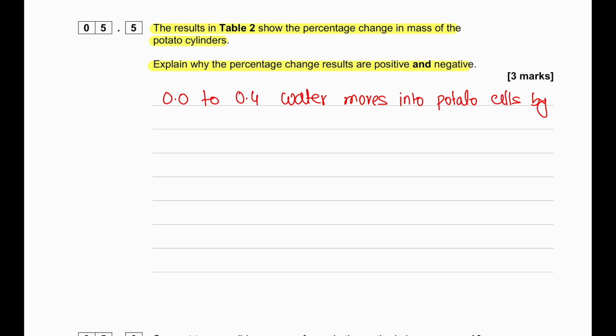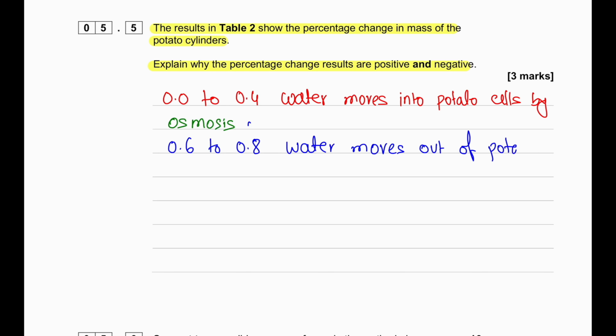Guys, when the question asks for an explanation of the percentage change in results, this should be the particular explanation. So for every step, you will say from 0.0 to 0.4, water moves into the potato cells by osmosis. Then for the next step, you will say from 0.6 to 0.8, water leaves the potato cell by osmosis. We will get the mark for 'by osmosis' only once, but we will have to write it twice.